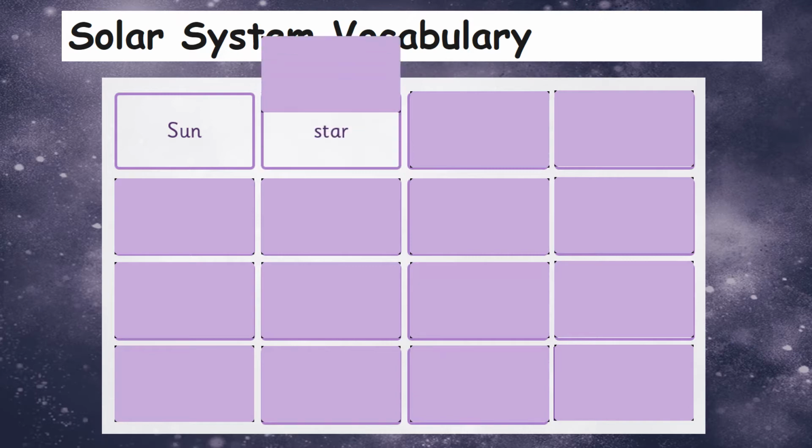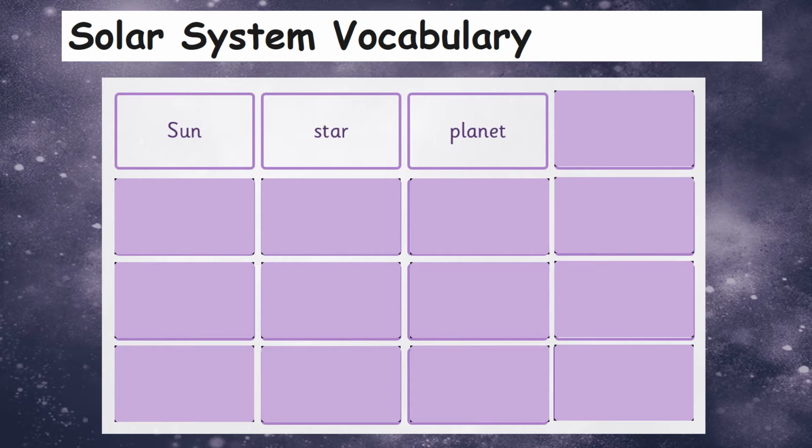The next word is star. A big flaming ball of gas which has its own gravity, and we learned that there are more stars in our universe than there are grains of sand on every beach in the world. It's an amazing fact. The third word is planet. Well done if you wrote the word planet and not just the names of the planets.